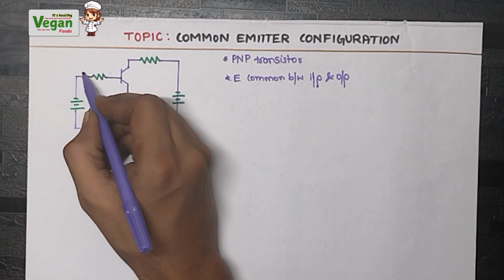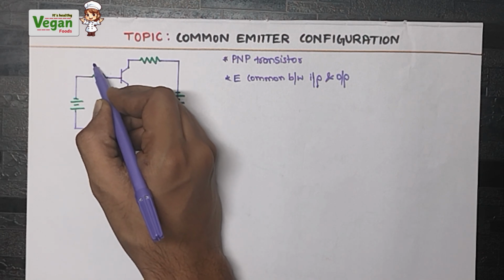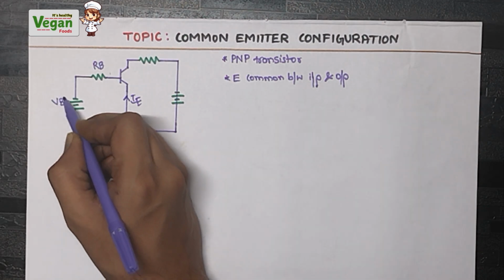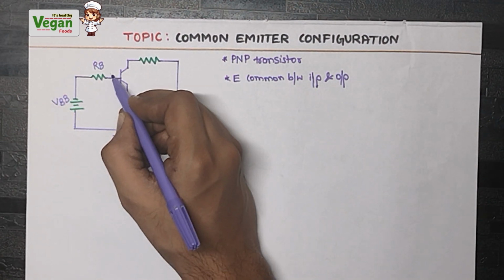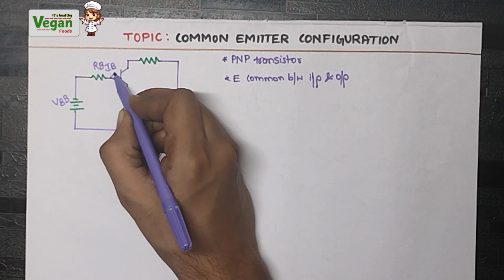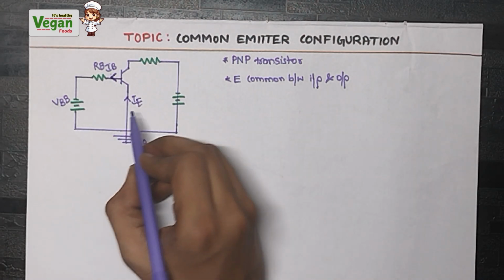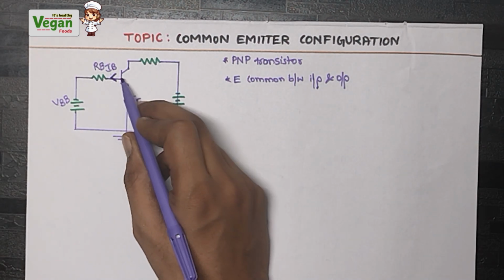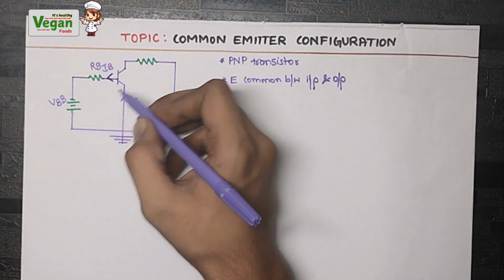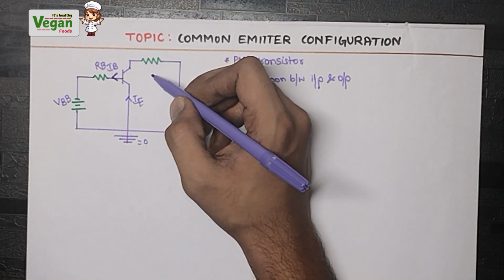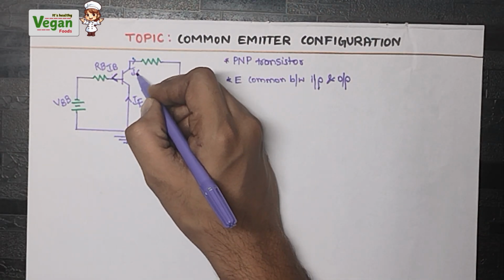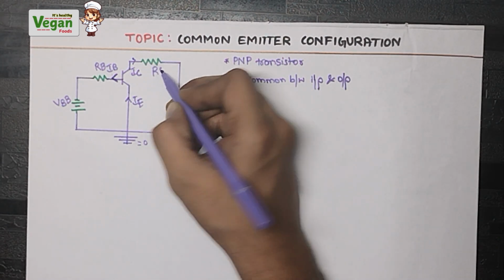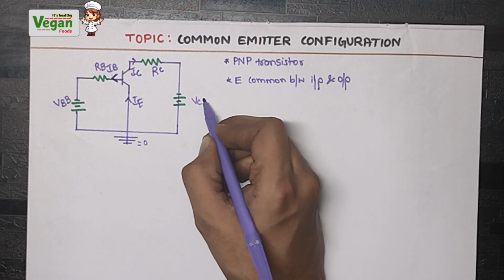Let's call the input part the base part. The resistance will be RB, the voltage will be VBB and the current will be IB. Specify the direction: the conventional current will flow from IE to RB, or IE to IB, like this. Next, the output part will be the collector part, that is, the current flowing through it will be IC, this resistance will be RC, and this voltage will be VCC.